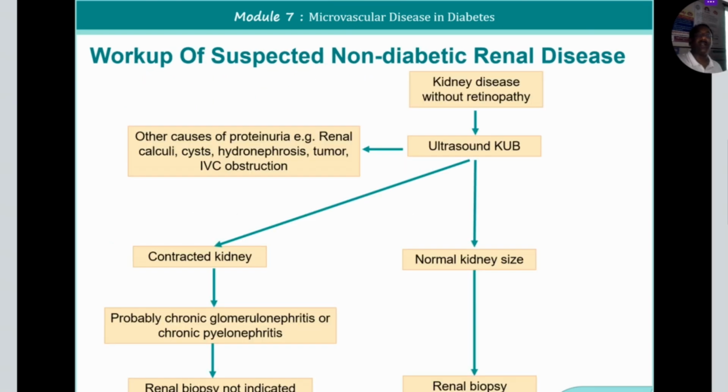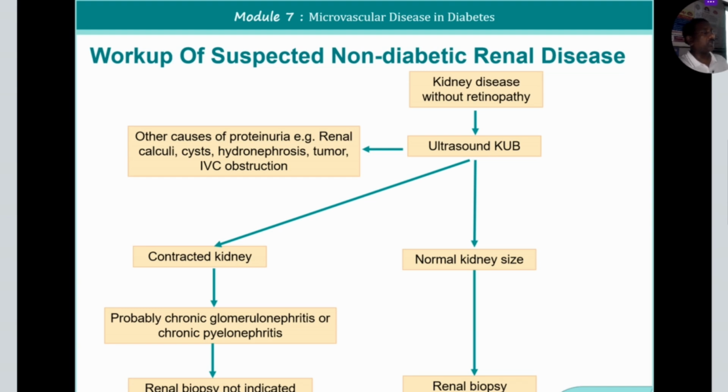So the workup of suspected non-diabetic kidney disease without retinopathy: get an ultrasound abdomen to check for normal kidney size, and get a renal biopsy. Renal biopsy is very much needed here. Ultrasound KUB can show other causes of proteinuria, such as renal calculi, cysts, hydronephrosis, tumors or obstructions, or contracted kidneys. So probably chronic glomerulonephritis or chronic pyelonephritis. Renal biopsy is not indicated if the kidneys are very much contracted, showing chronic glomerulonephritis or chronic pyelonephritis. Even then, biopsy is needed to know the exact pathophysiology.